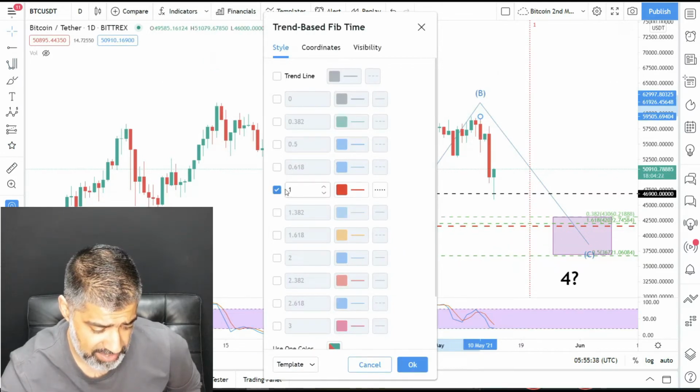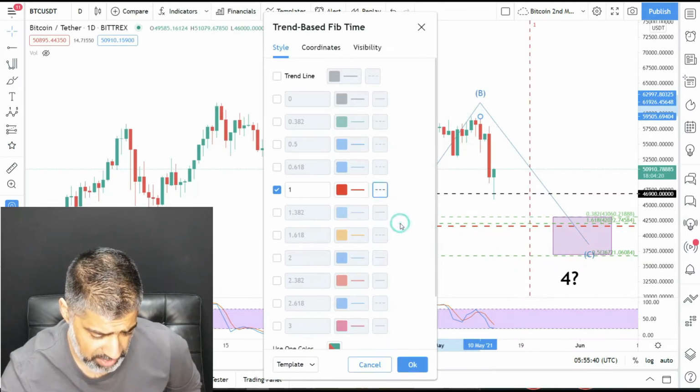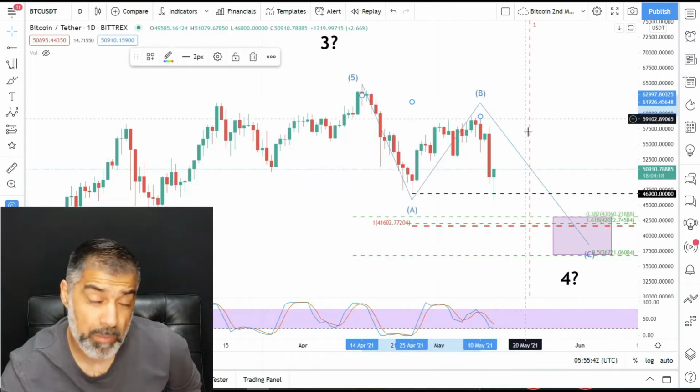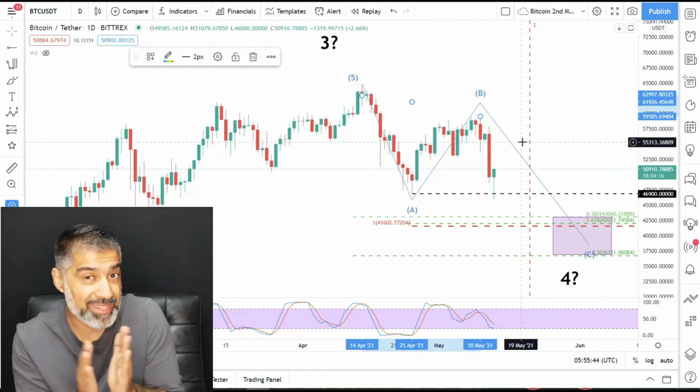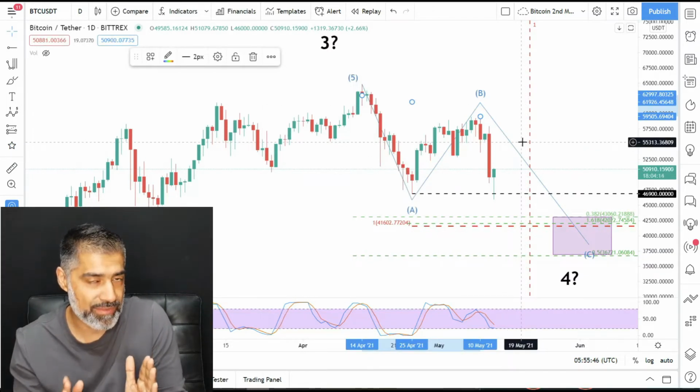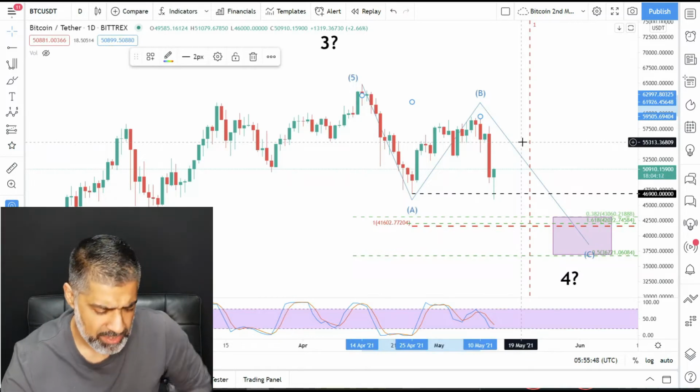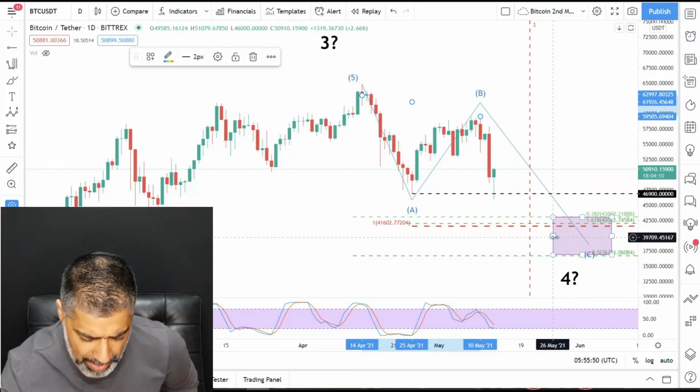So I'm going to leave it as that. I like to have this line actually. That just tells us the typical minimum price or time extension of a wave C. It tends to mimic wave A. So now we have a clearer time and price zone.